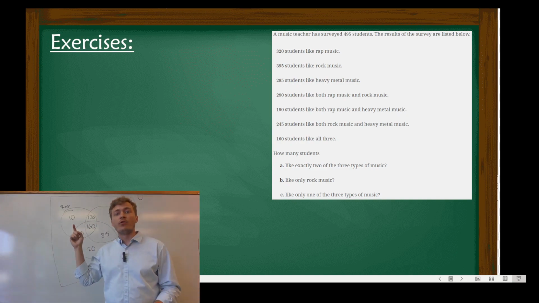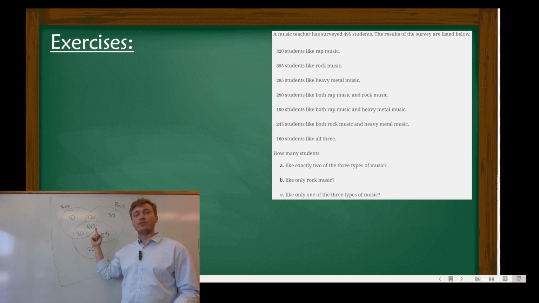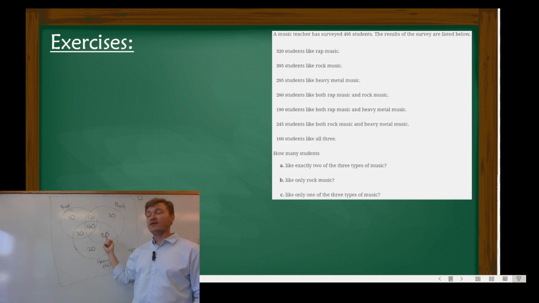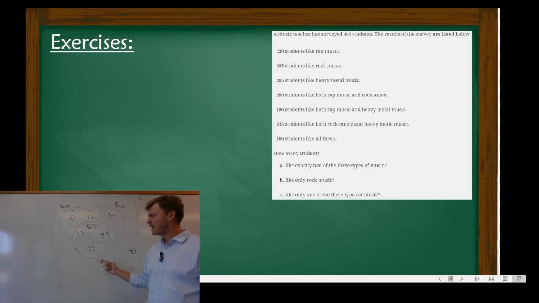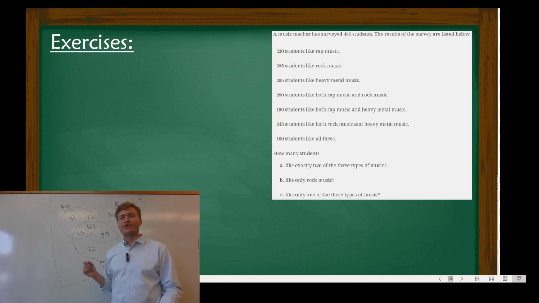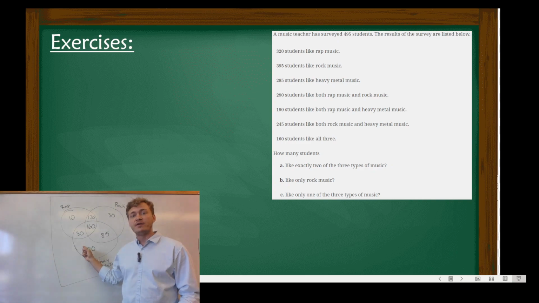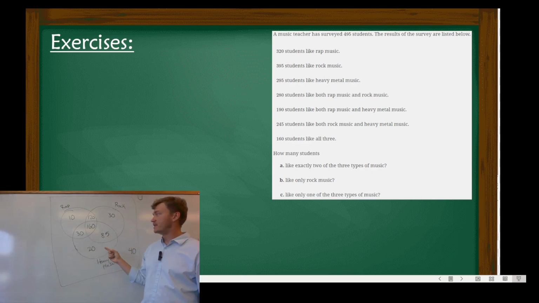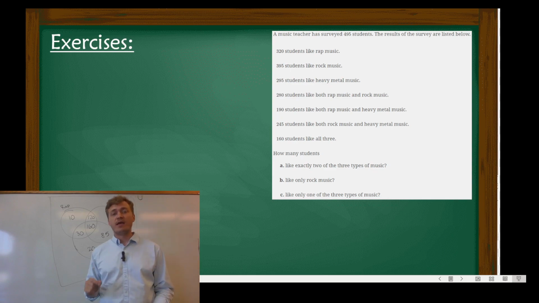For rock, 395, but we're going to subtract those 3 regions that are also in rock. 395 minus 120 minus 160 minus 85 gives us 30 students that exclusively like rock. Lastly, for heavy metal, right? 295 students like heavy metal, but we're going to take away the regions that are involved for heavy metal. 295, take away 30, take away 160, take away 85, leaving us with 20 students that exclusively like heavy metal.